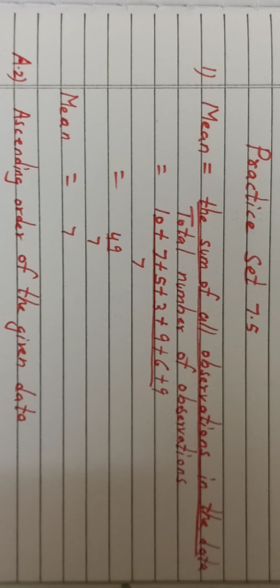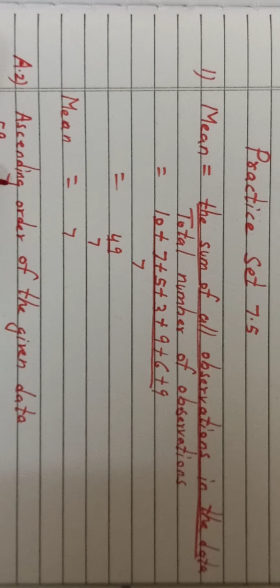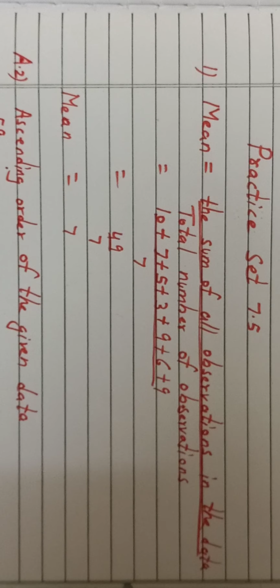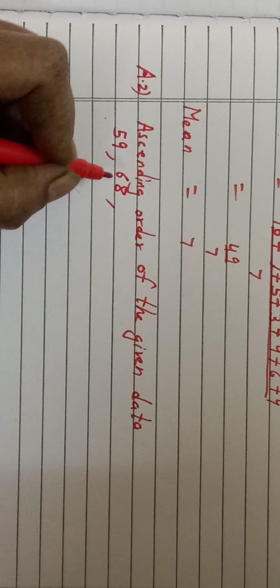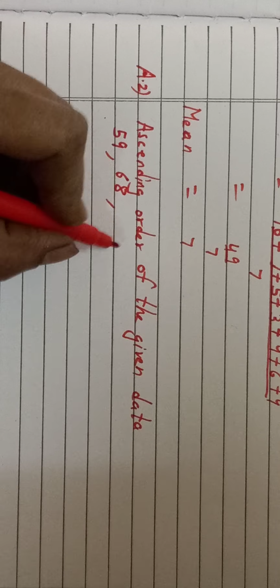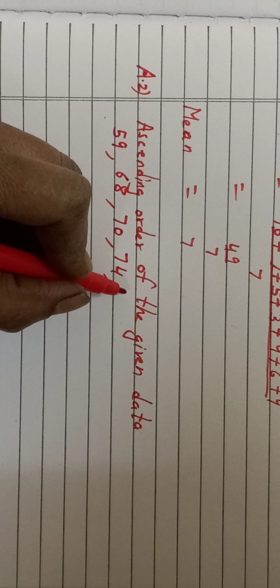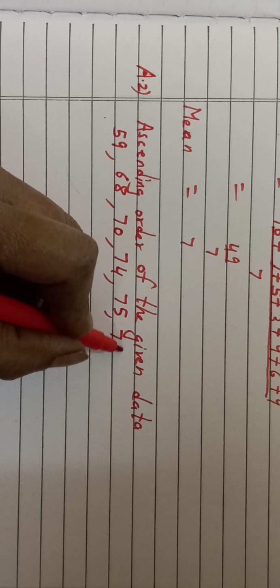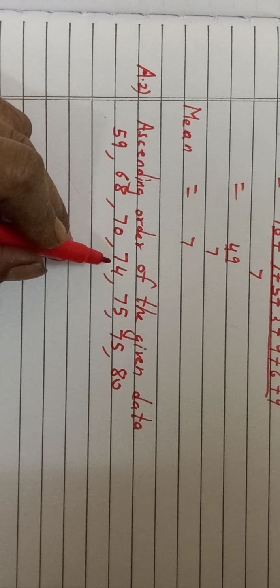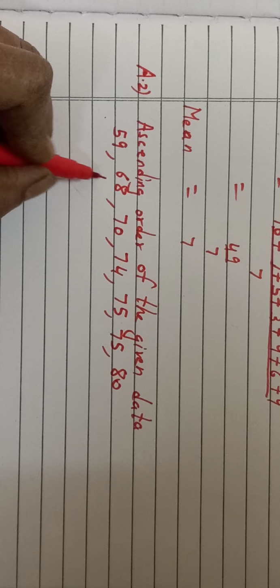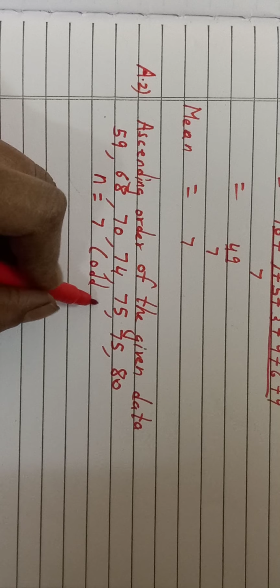First is 59. Then 68, then 70, 74, 75, 75, 80. So here 1, 2, 3, 4, 5, 6, 7. So n is equal to the number of scores. It is 7, an odd number.